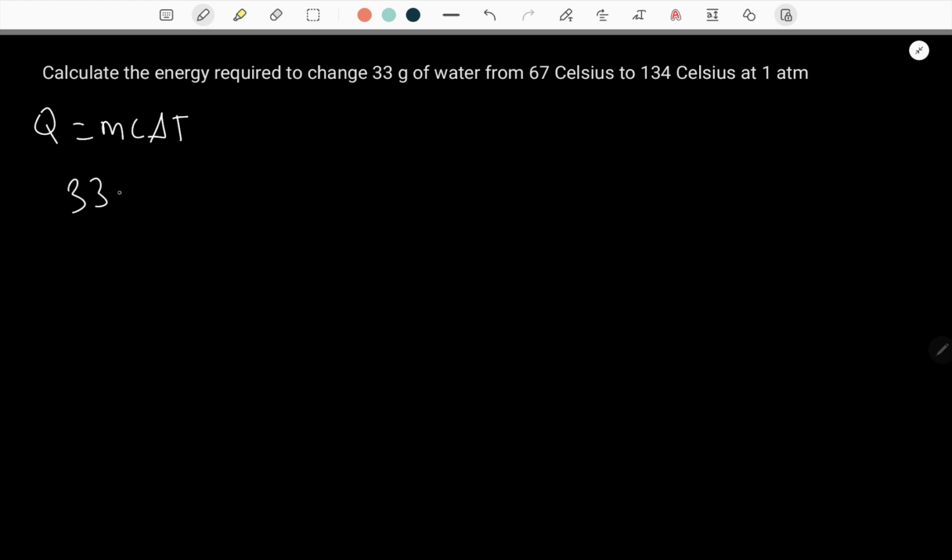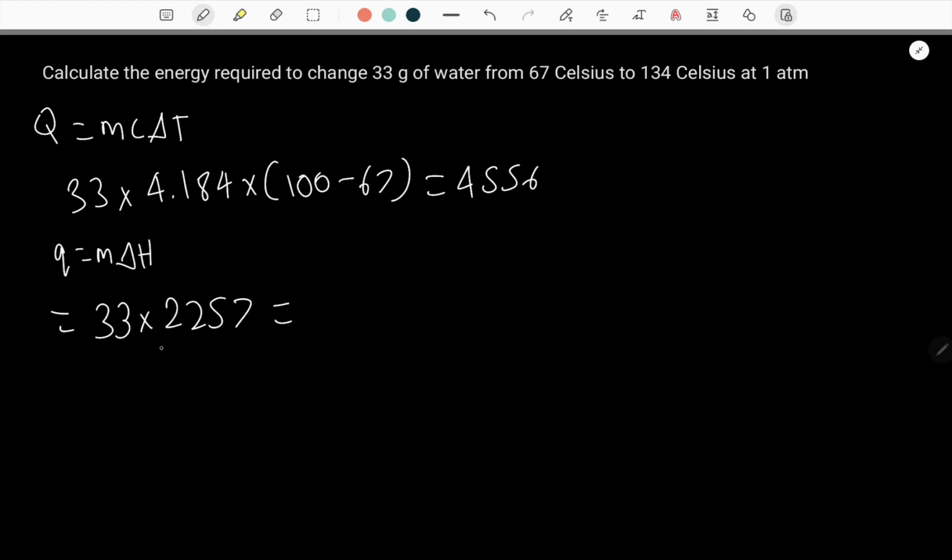So let's do 33 times 4.184 times delta T, which is the final, 100 minus 67, and here we get the answer of 4,556. Now we need to find the change of state, because we'll be going from liquid to gas now. So we need to go and find the value of that. Here we see the table value for the enthalpy of vaporization, and it is 2257. We just multiply it by the grams, and we get the answer.